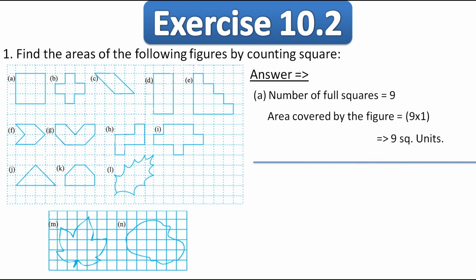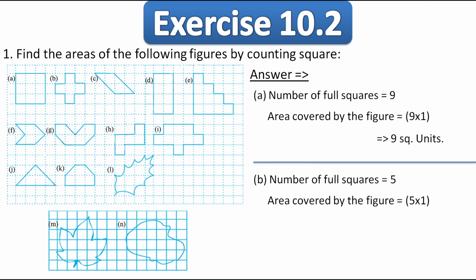Understood? Now, in figure B, the number of full squares present inside this figure are 1, 2, 3, 4, 5. So the number of full squares here is 5. Therefore, the area covered by the figure is 5 into 1, which is equal to 5 square units.